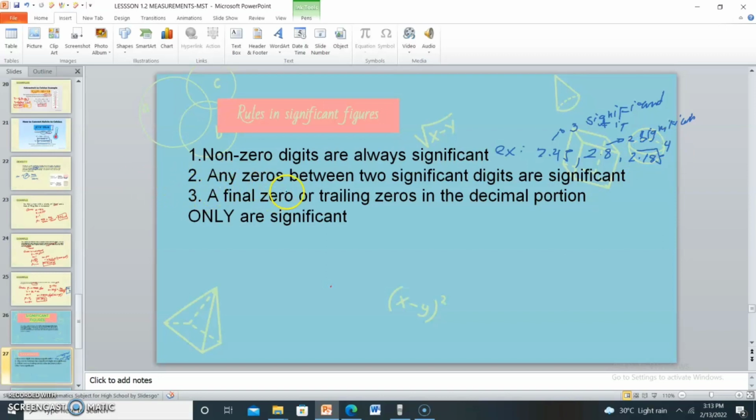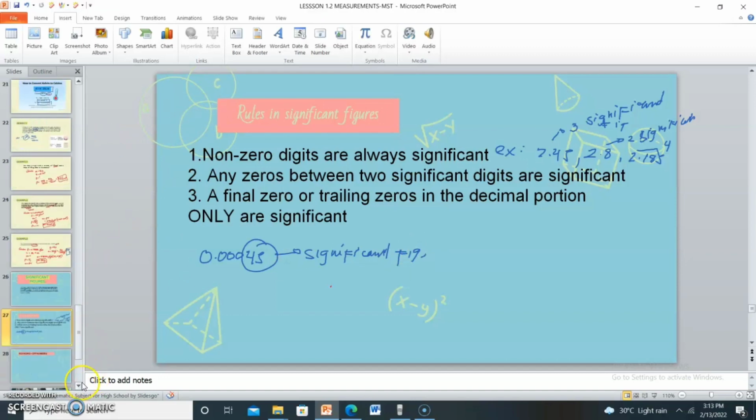Next, any zero between 2 significant figures is significant. A final zero or trailing zero in the decimal portion is only significant. For example, 0.00045 has 2 significant figures. So that is the rule of significant figures.